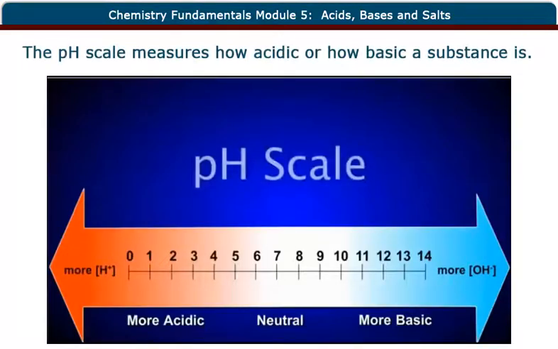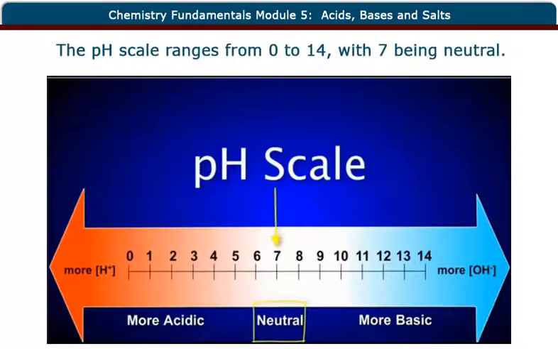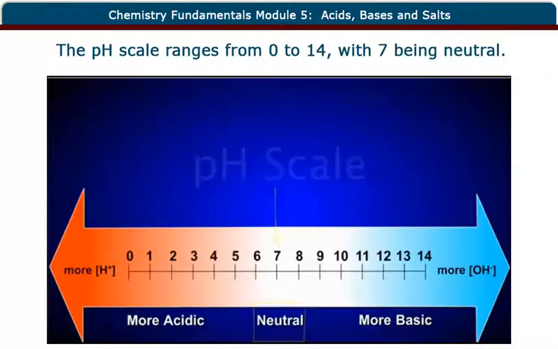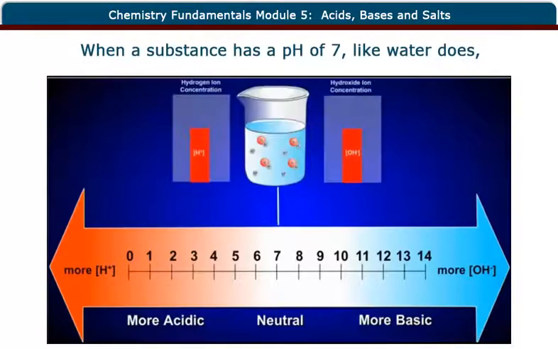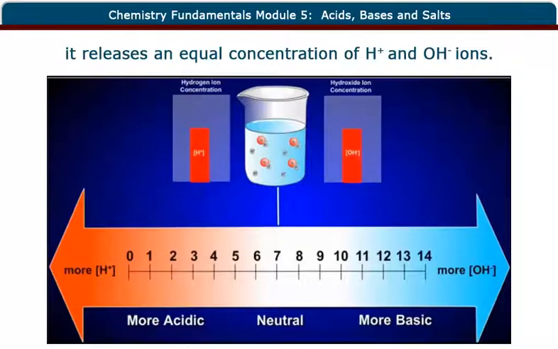The pH scale measures how acidic, or how basic a substance is. The scale ranges from 0 to 14, with 7 being neutral. When a substance has a pH of 7, like water, it releases an equal concentration of hydrogen and hydroxide ions.